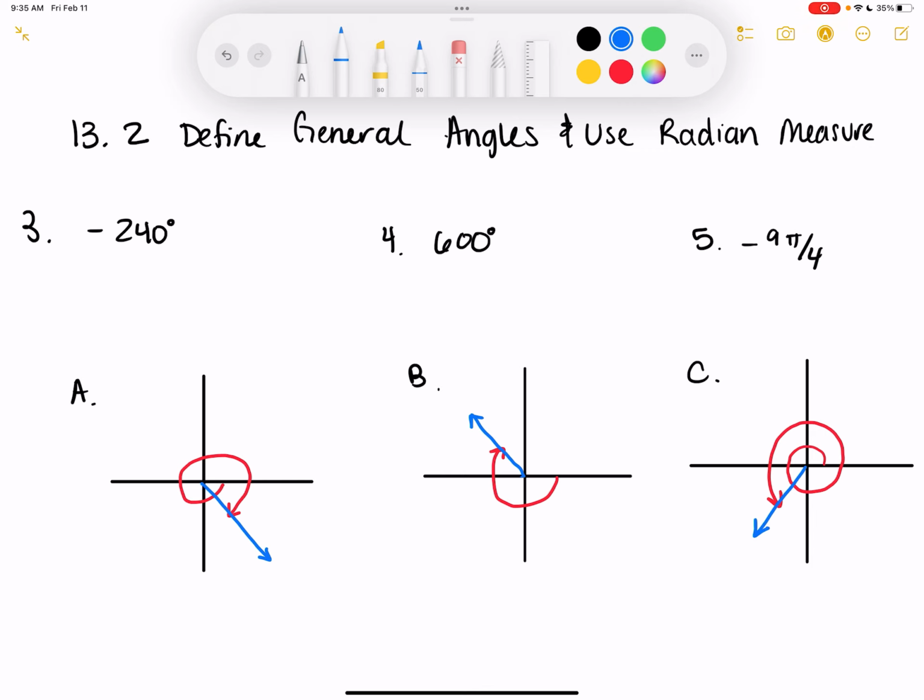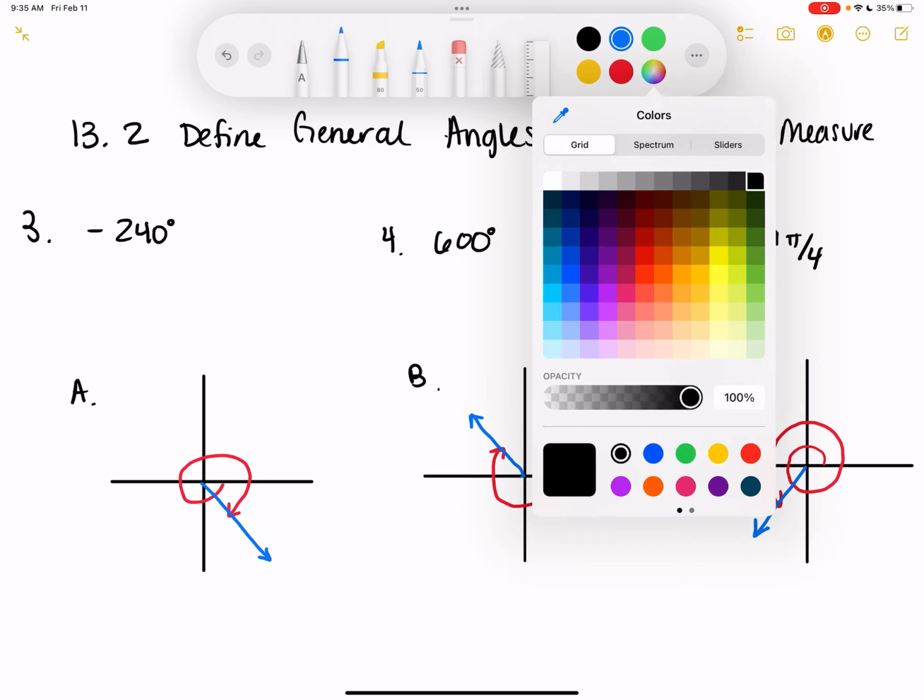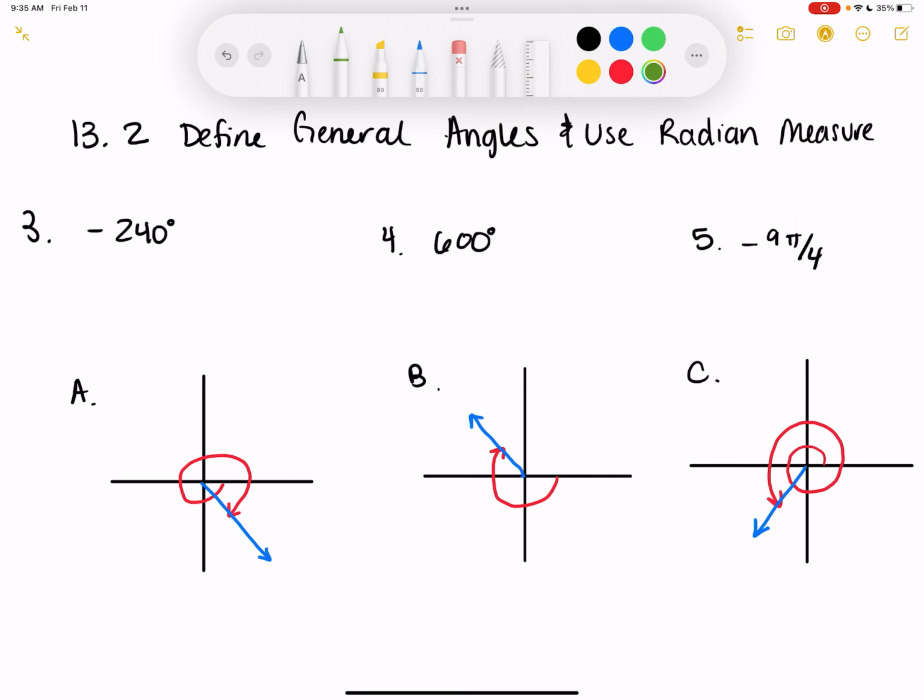All right, so basically we're looking at these and find a color that's, we'll just try, or here, I'll make it a darker green so we'll be able to see it good. All right, so basically we're trying to find the angle that matches up with the picture. We're trying to match angle and picture.